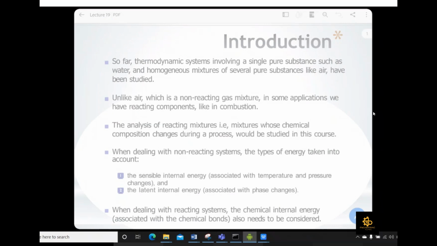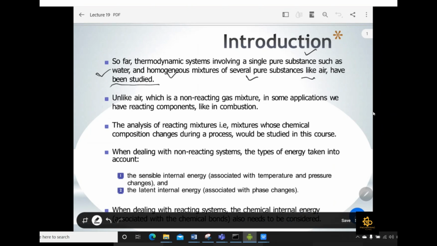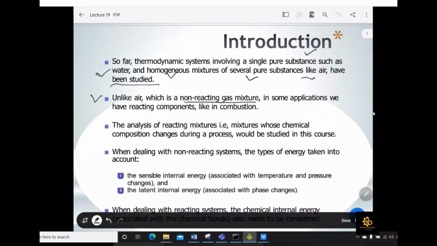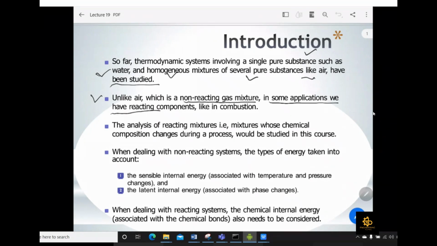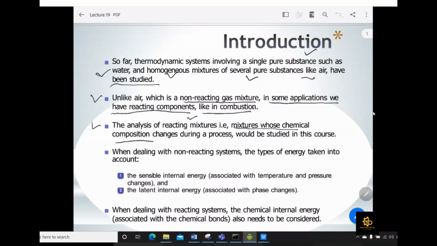So far, the thermodynamic systems we studied involved a single pure substance such as water, and homogeneous mixtures of several pure substances like air, which we already studied in the previous chapters, chapter number 9 and chapter number 10. Unlike a reacting mixture, air is a non-reacting gas mixture. In some applications, like combustion, we have reacting components also. A mixture whose chemical composition changes during a process would be studied in this lecture.